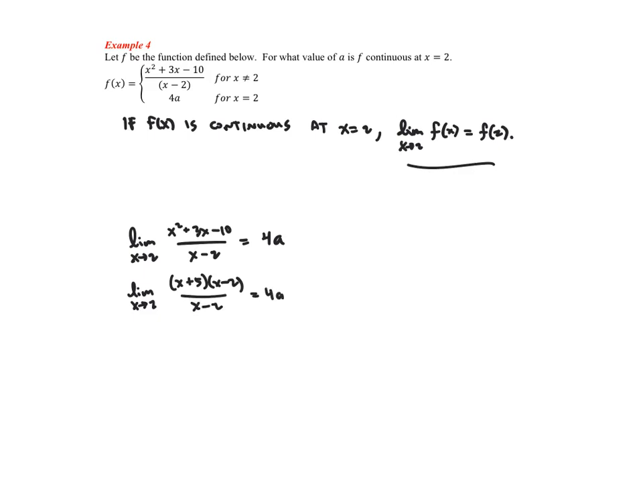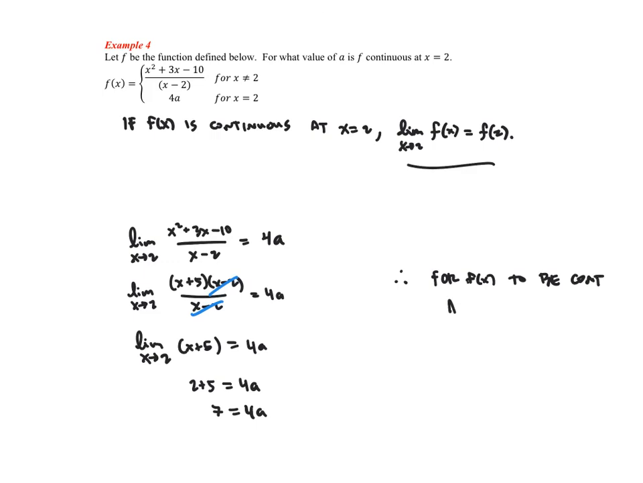Again, this should be equivalent to 4a. I reduce out the hole in the graph, and therefore the limit as x approaches 2 of x plus 5 should be equal to 4a. I'm going to evaluate this limit, which would be 2 plus 5 equal to 4a. Therefore, 7 equals 4a. Therefore, for f of x to be continuous at x equals 2, a must equal 7/4.